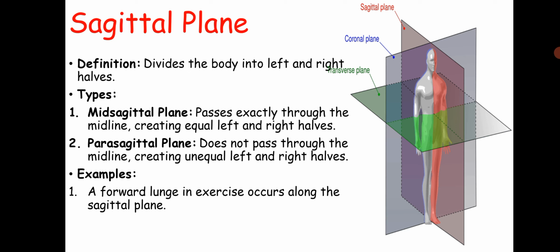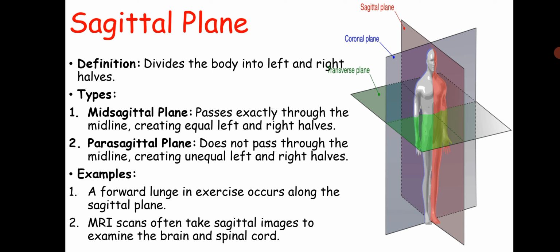Now let's talk about examples of sagittal plane. A forward lunge exercise occurs along the sagittal plane, and MRI scans often take sagittal images to examine the brain and spinal cord. Hopefully you have understood the sagittal plane.